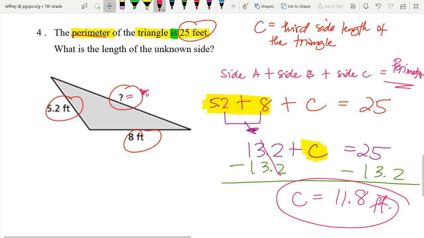Okay, let me erase that part for a second. So the third side would be 11.8 feet. So hopefully that helps.